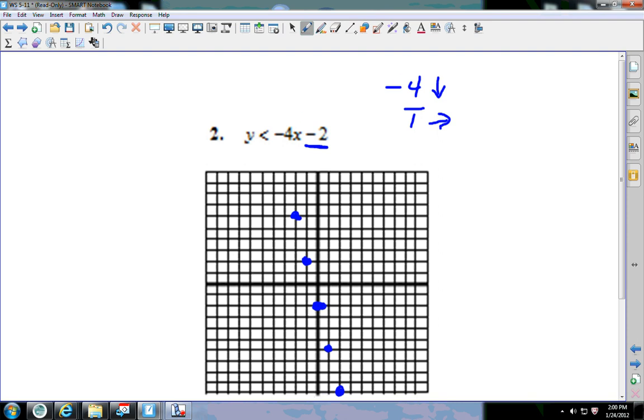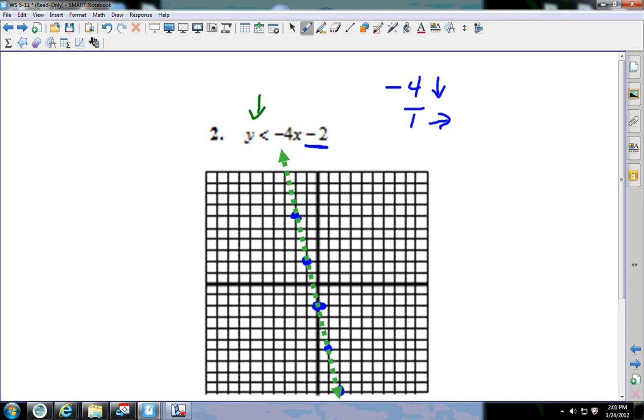Now, do I use a solid or a dashed line? It does not have the equal to bar, so it's a dashed line. So this is my boundary line, but nothing on this line is in the solution because it's not equal to. Now, this symbol right here is less than.